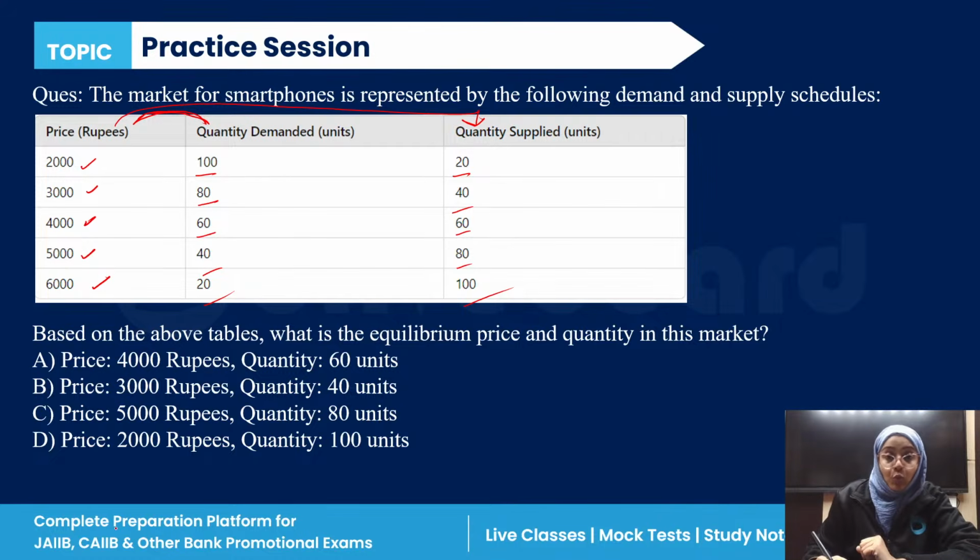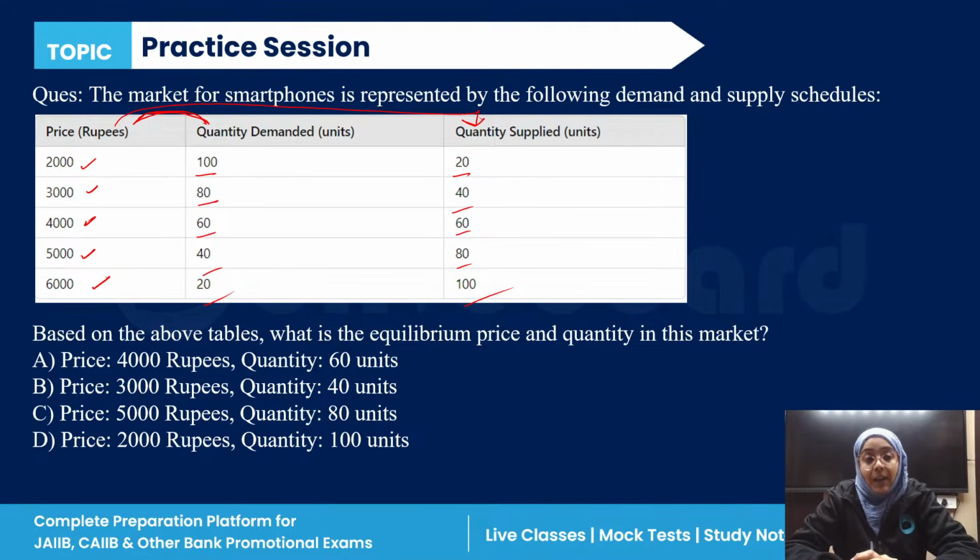Now we have to choose what is the equilibrium price and quantity in this market. Equilibrium price and equilibrium quantity for this market, everyone. Everyone kindly please answer this question. So the correct answer is what, everyone? You can all answer this question. This is a so easy question. So the correct answer is what?